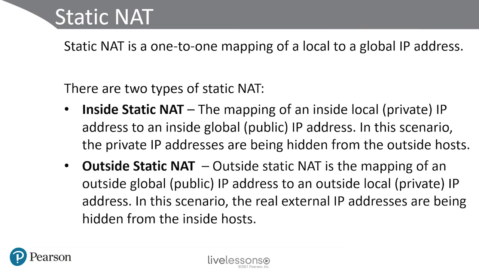The other static NAT is outside static NAT. With outside static NAT, it is the mapping of an outside global public IP address to an outside local private IP address. In this scenario, the real external IP addresses are being hidden from the inside host.